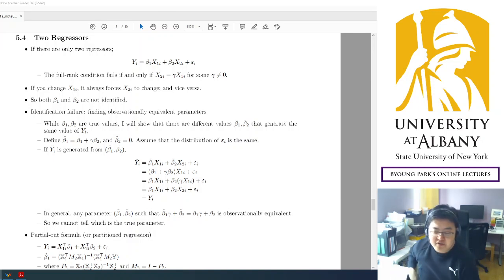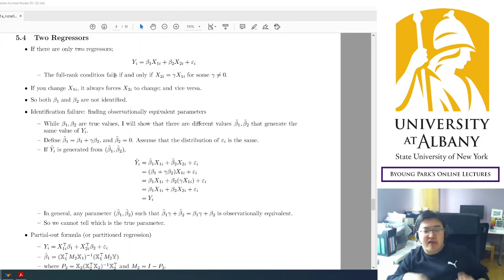Hey, in the previous video, I explained the concept of multicollinearity and full rank condition when you have one regressor. So let's extend the idea to two regressor cases. Now suppose that there are two explanatory variables, x1 and x2, with coefficients beta 1 and beta 2.